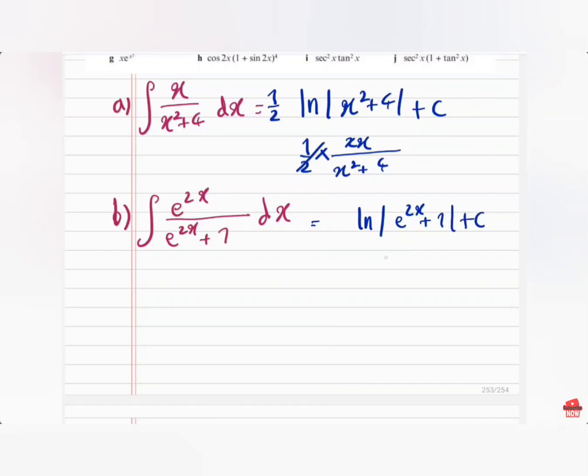When we differentiate, we'll have a fraction, and here the derivative is 2e to the power of 2x over e to the 2x plus 1. Again, as you can see, this is very similar to the fraction, but with this additional constant of 2. So we just need to multiply this by half to get rid of that 2. Therefore the answer must be half ln of e to the 2x plus 1, plus c.